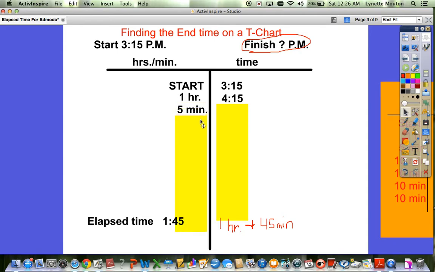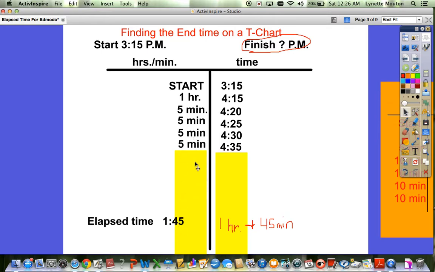So 4:15, go 5 minutes, takes you to 4:20. 4:20, 5 minutes more, 4:25. 4:25, 5 minutes more, 4:30. 4:30, 5 minutes more, 4:35. Now let's check and make sure we haven't gone beyond that 45 minutes because they only want 45 minutes to pass. We have our 1 hour and 5, 10, 15, 20 minutes. Only 20 minutes have passed. We have to make 45 minutes pass, so we keep going.